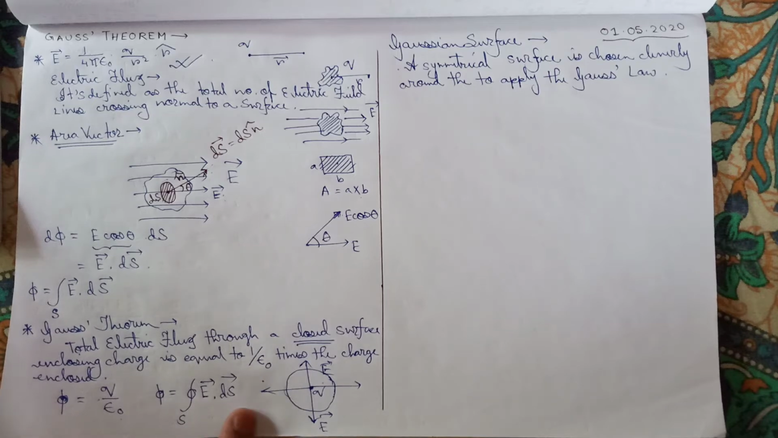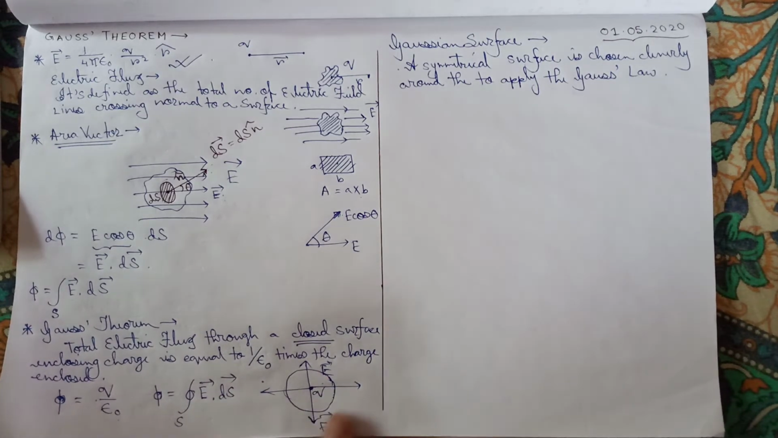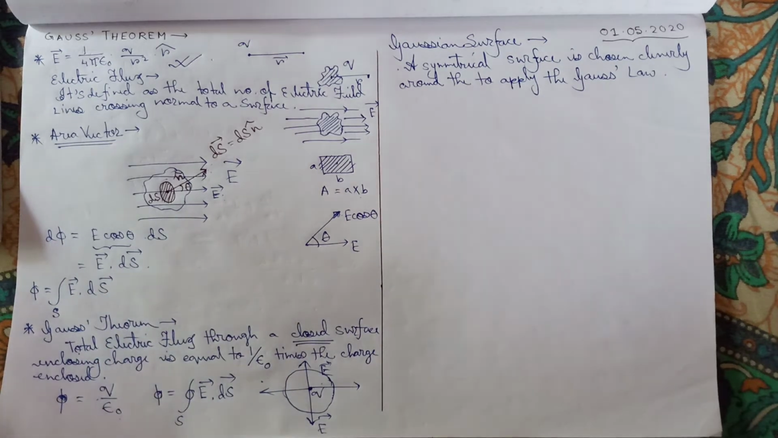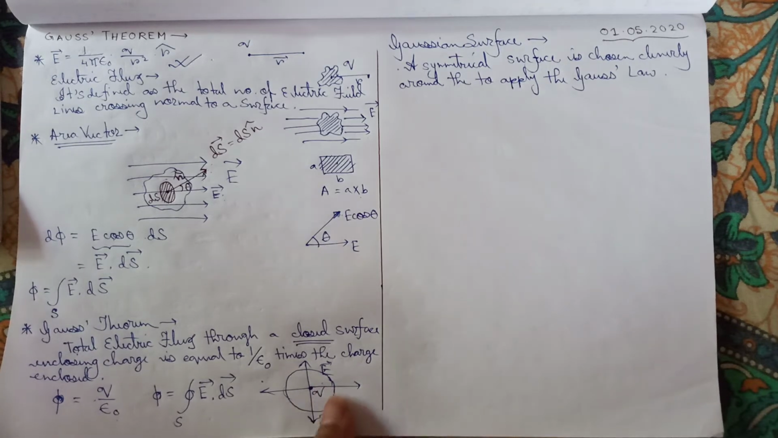So look at this expression, a closed area is there for Gauss law, right? So we have to consider this area in such a way that we can easily determine the area. Suppose if we use a circular area, spherical area, or a rectangular area, or a triangular area, then we can easily find out the area, right?